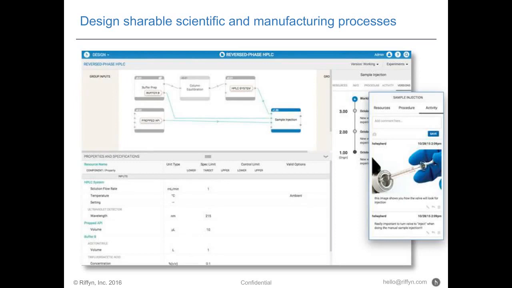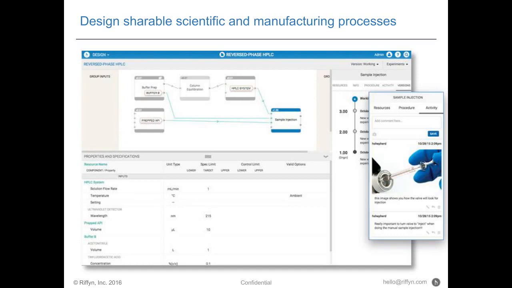And now I'm going to walk you briefly through the different aspects of Riffyn in a little bit more detail. As mentioned before, it's this 4-part design, measure, analyze, and share cycle. And we're going to start with outlining how Riffyn works in the design.